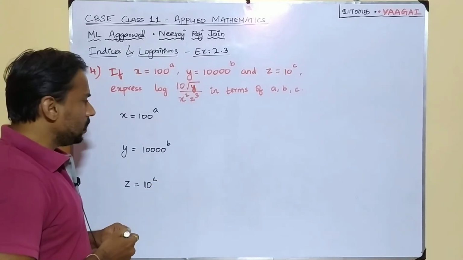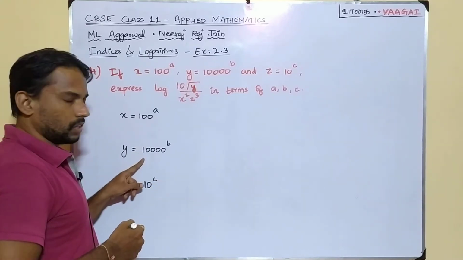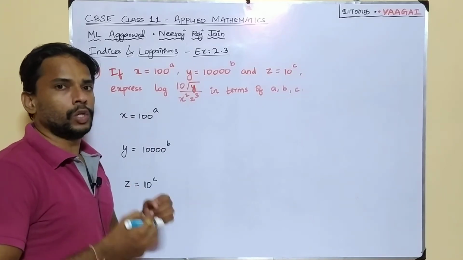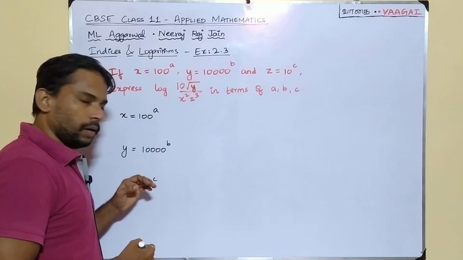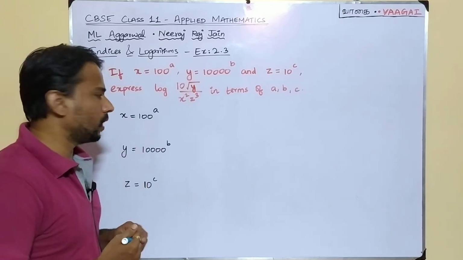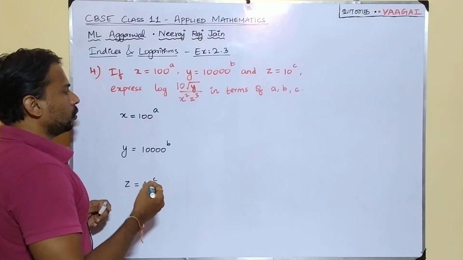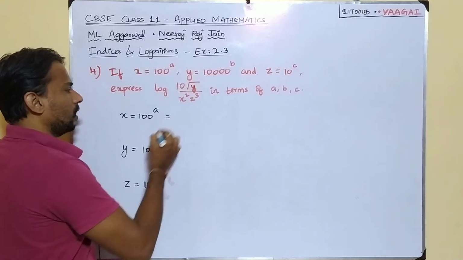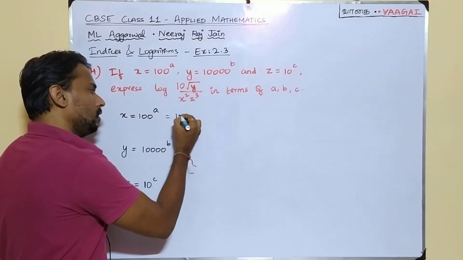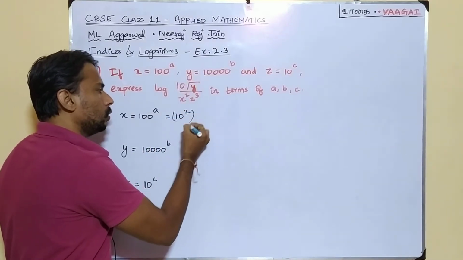Now if you see all these values, this 100, this 10,000, we are very sure that we will be able to express each of them in terms of powers of 10. Is it or not? We can do that, right? So if we try to do that, this 100 can be written as 10 square, then to the power a.